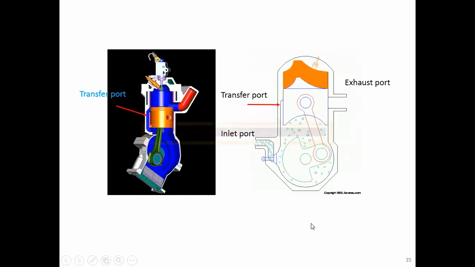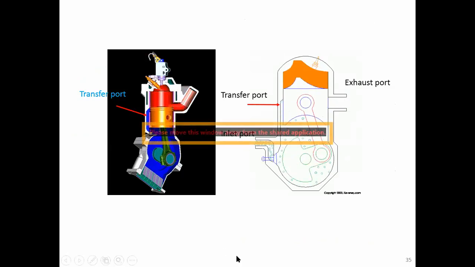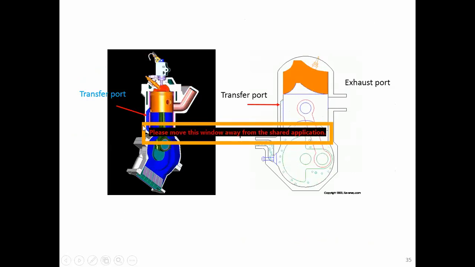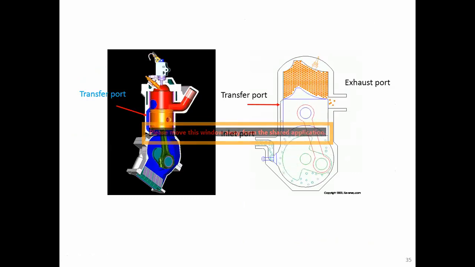Okay, so this animation shows you how it works. You can see that here the transfer port is here, the exhaust port is here. So you can see the blue and the red mixed together in here during the expansion process, the expansion stroke.